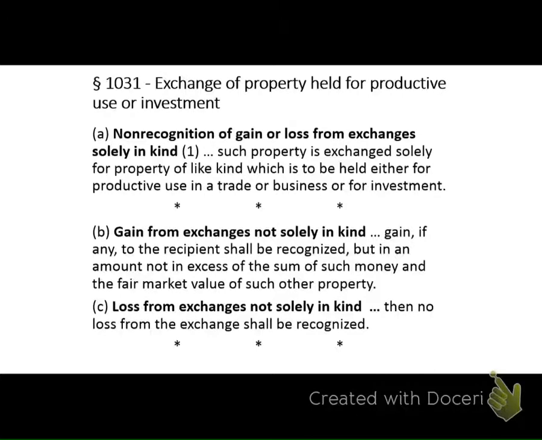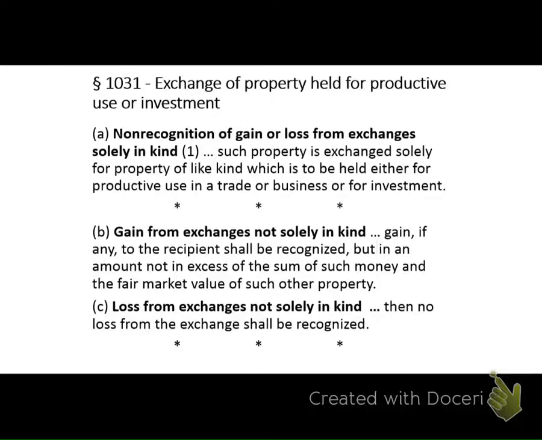Let's go back. So we know 1031, we're talking about exchange of like-kind property, and we're talking about property held for productive use in a trade or business or for investment purposes. It's also good to note that if I am holding property for use in a trade or business, and it's like-kind property, and I exchange it for like-kind property, and the new property I hold for investment purposes, that's okay too. That still comes under the non-recognition provision.